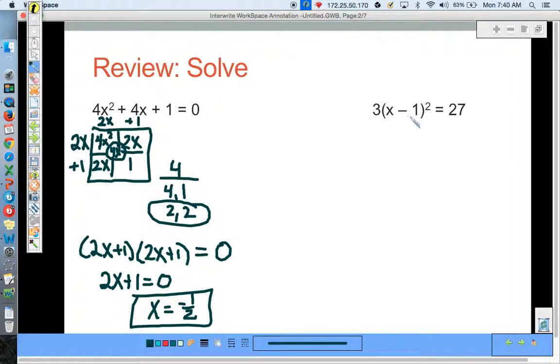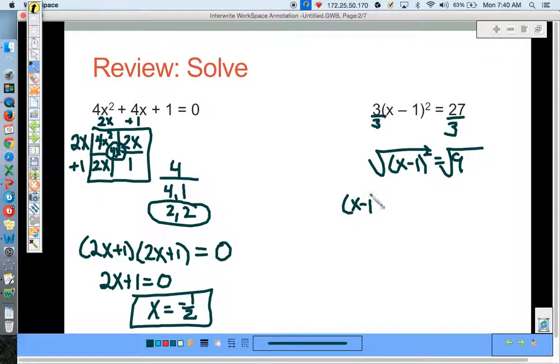We also looked at how to solve by taking the square roots as well. So this one here, we want to get the squared by itself, so divide by 3. So we have x minus 1 squared equals 9. And then we can take the square root of each. So we have x minus 1 equals positive 3, and I could have taken off that parenthesis there, equals negative 3. So solving these, we end up with x equals 4 and x equals negative 2.